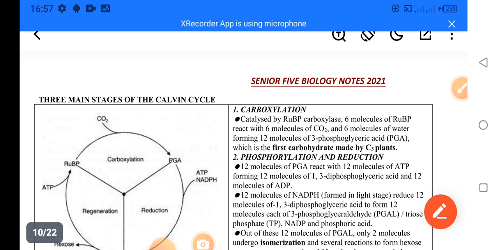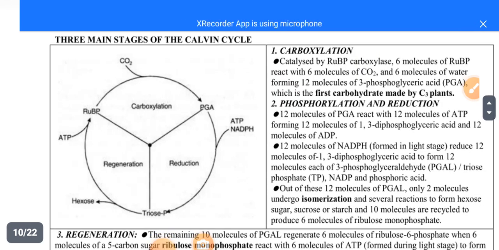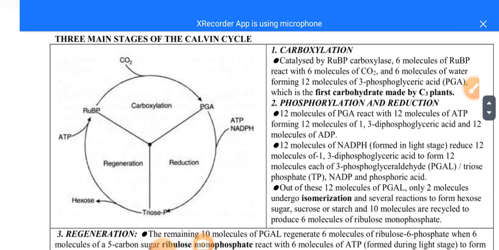We have carboxylation, where we saw RuBP working on the other 6 ribulose bisphosphate to convert it to the PGAL. We have reduction and the regeneration, the way you are seeing it there. So without wasting time, let us look at the carboxylation.